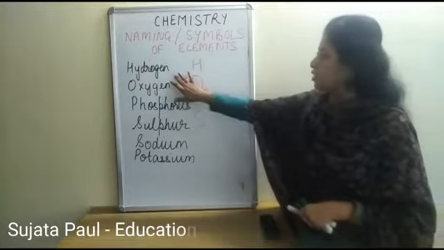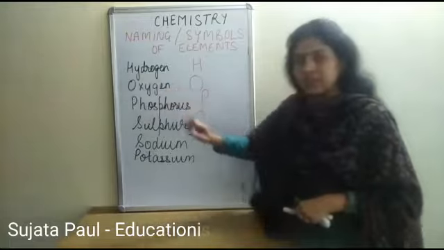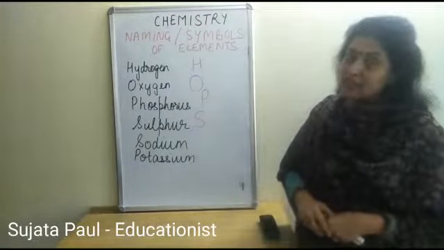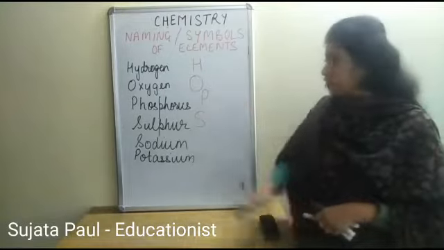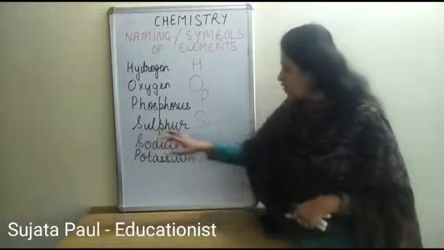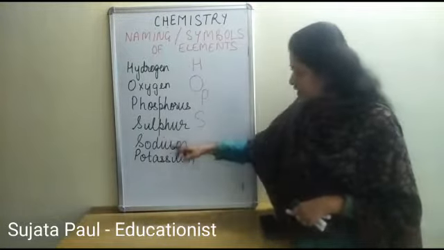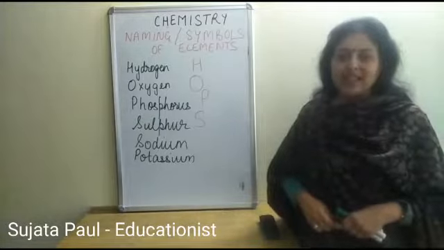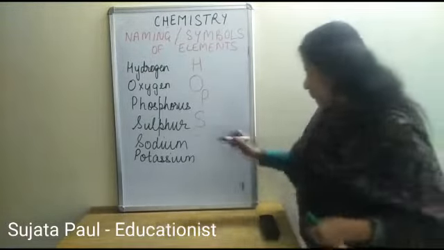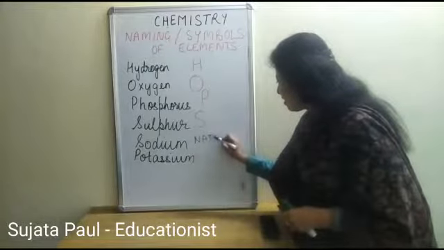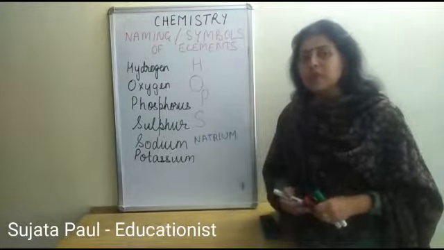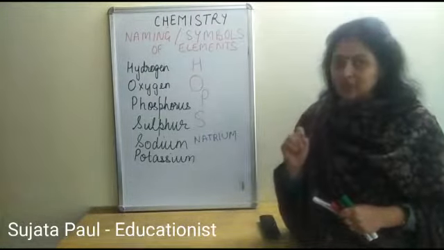Let's look at hydrogen. Hydrogen, the first letter is used to write the symbol of hydrogen. So for these, we require the first letter. Oxygen, O, phosphorus, P, sulfur, S. But then you have sodium. What do you do here? The name is derived from the Latin word natrium. So, the symbol of sodium is not the first letter alone.